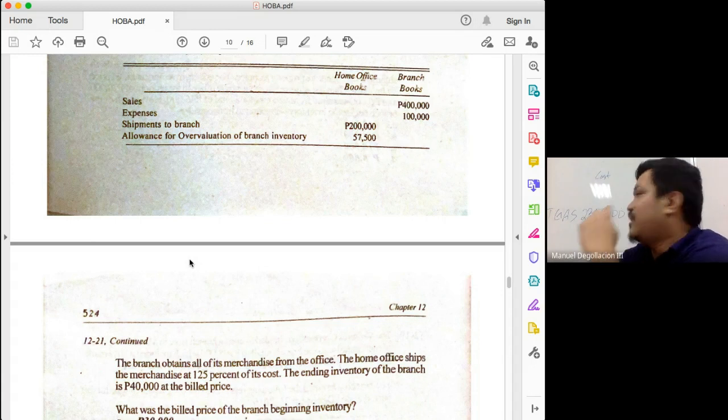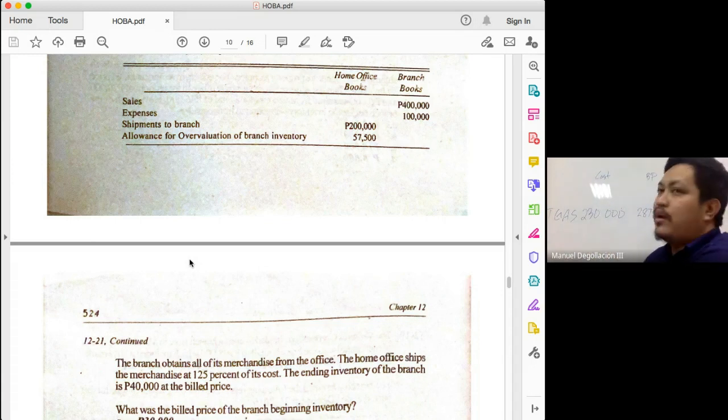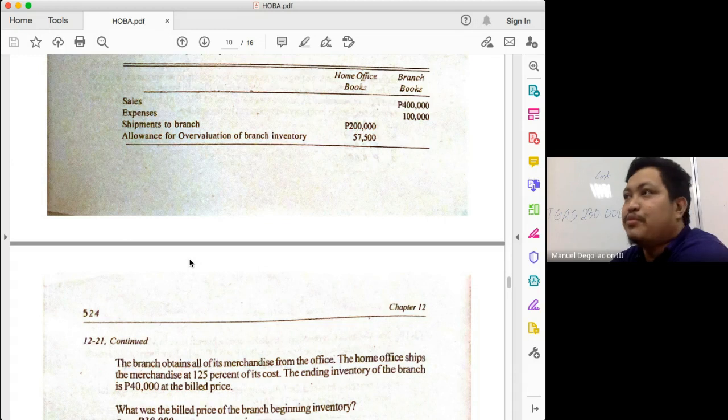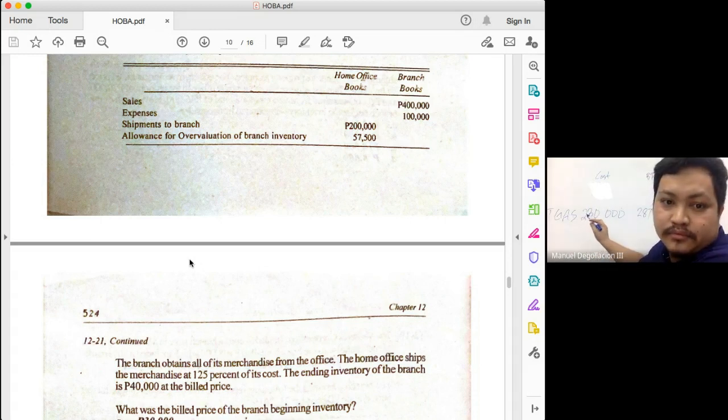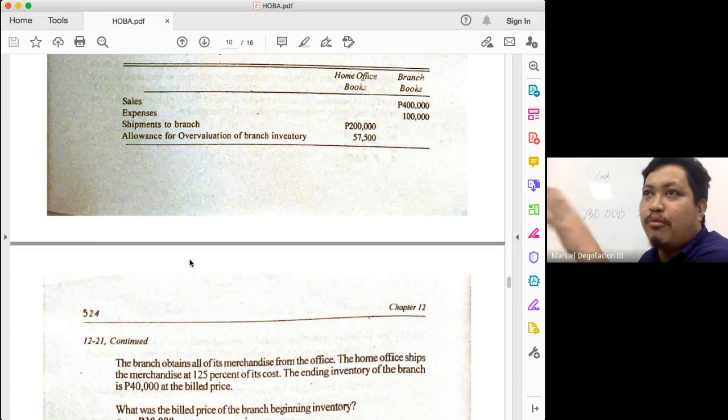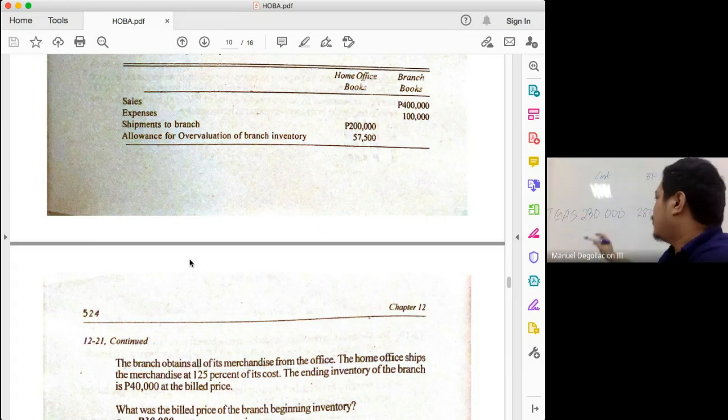It should be deducted from the 230. Why? What's the nature of your shipments to branch? It is at cost. Okay, the 200,000 is the cost of the shipments. Remember, class, shipments from home office are at bill price. Shipments to branch are at cost.